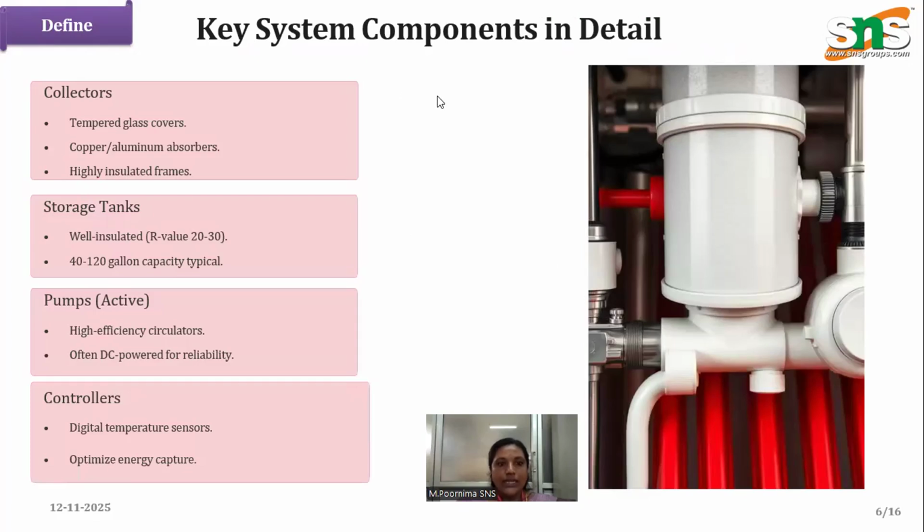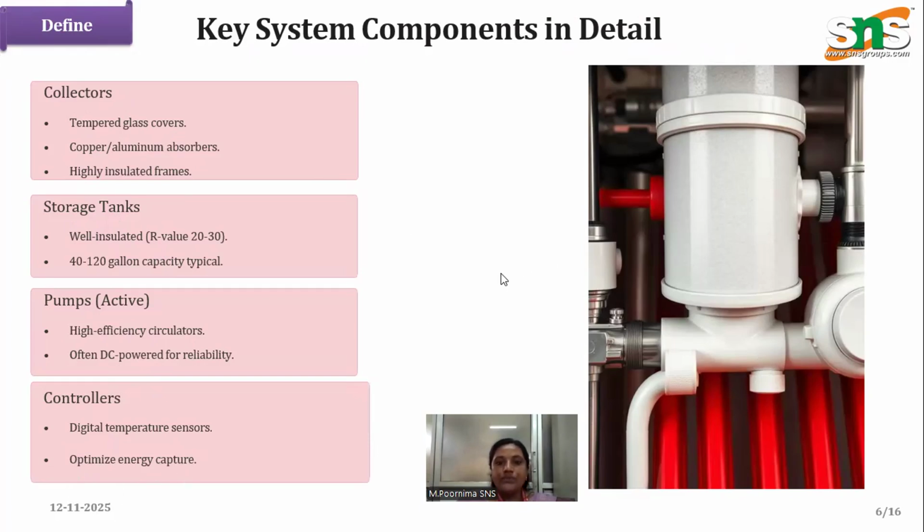Next comes the types of collector. We can see this picture. The collector has tempered glass over a copper or aluminum absorber and a highly insulated frame. It comes with well-insulated storage tanks, with an R-value of about 20 to 30. The pump is highly efficient, circulating the fluid, and often uses DC power for reliability. A digital temperature control system provides optimal energy capture.